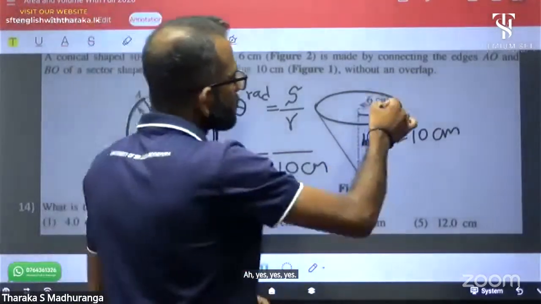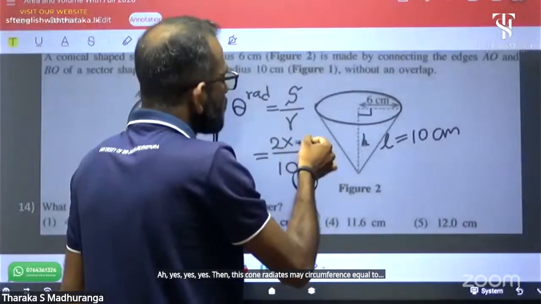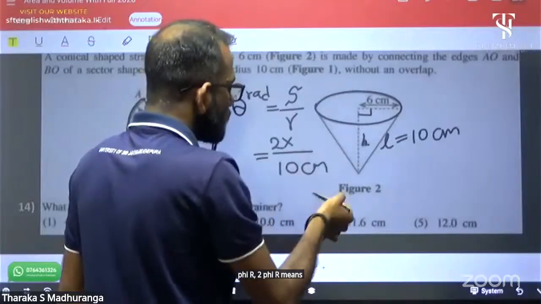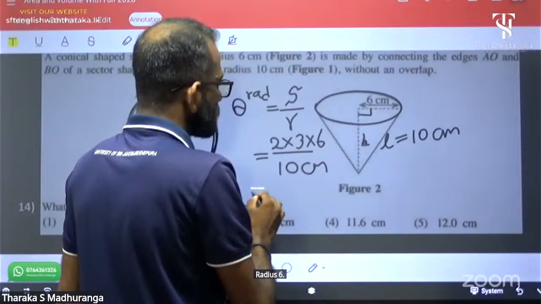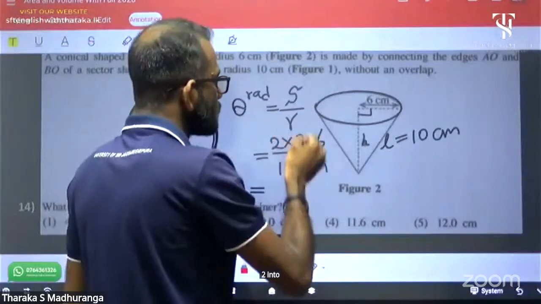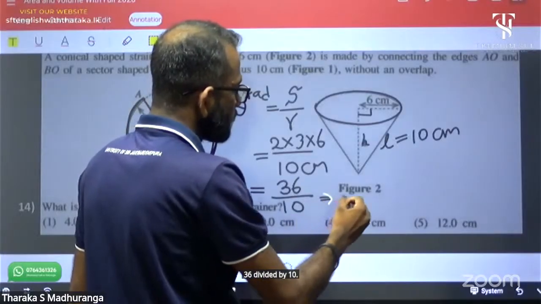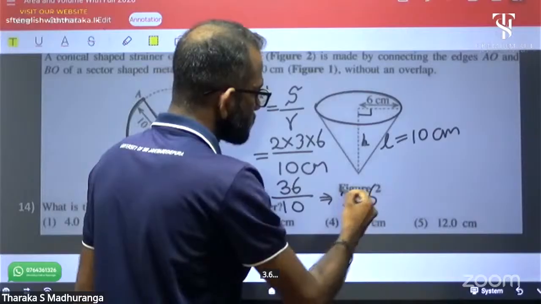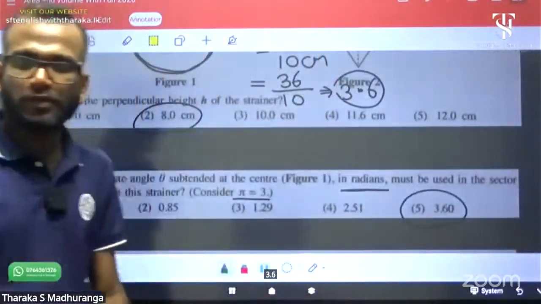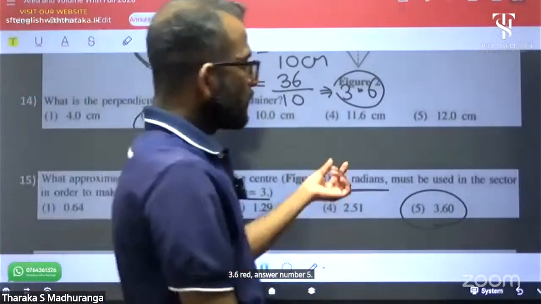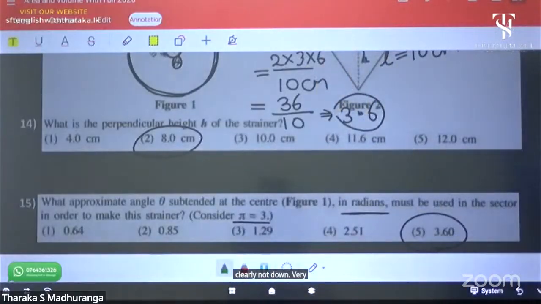Then this cone's circumference equals 2πr, which is 2π times 6. Radius 6, 2 into 6, 6 into 6, 36. 36 divided by 10 is 3.6. 3.6 rad. Answer number 5. 3.6 rad. Clearly note down. Very, very important question.